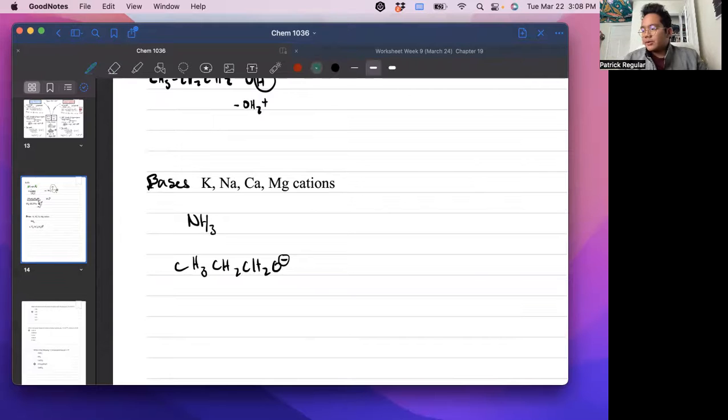Okay, so bases right here. Of all the unique bases, one thing that you should probably keep an eye out for, that you just have to know off the top of your head, is ammonia. Ammonia is NH3, and that is a pretty good base. Not a strong base, but it's still a pretty good one. So when it's protonated, it's going to be NH4 plus, ammonium. And that is its conjugate acid.